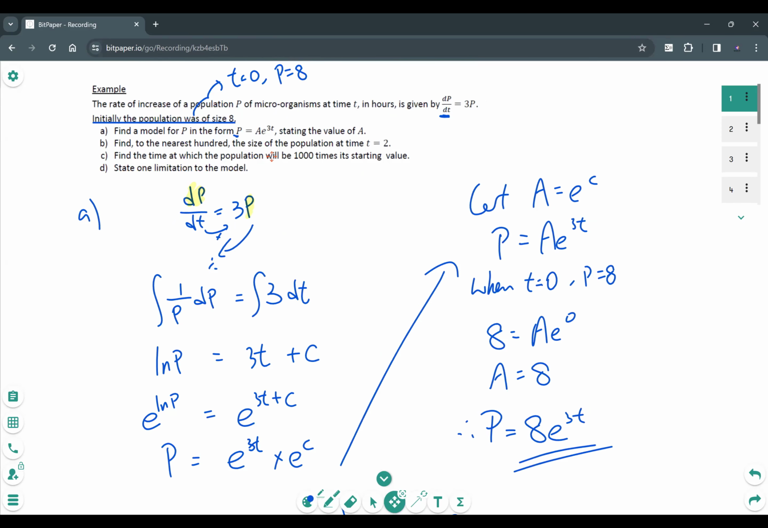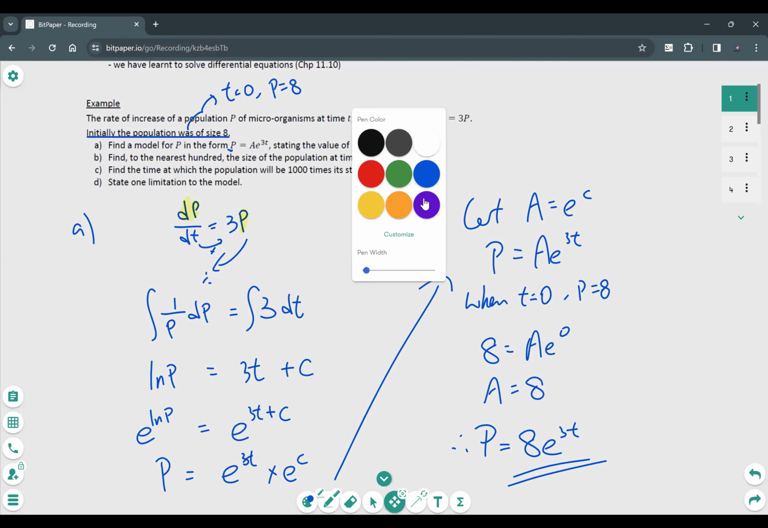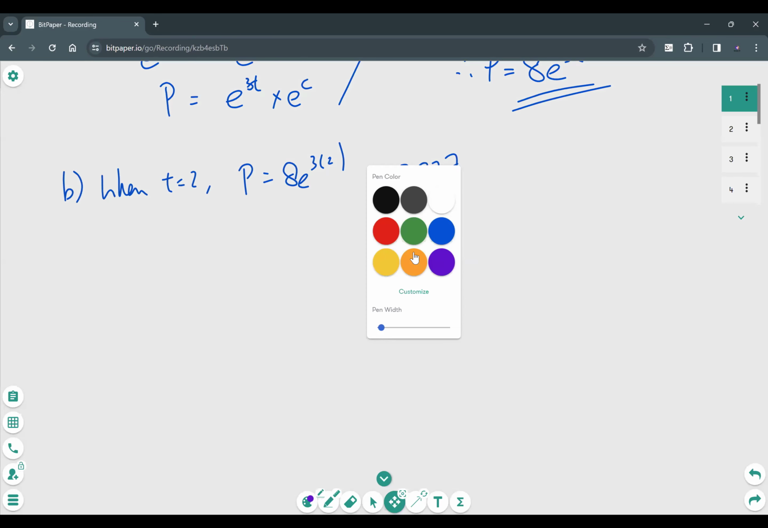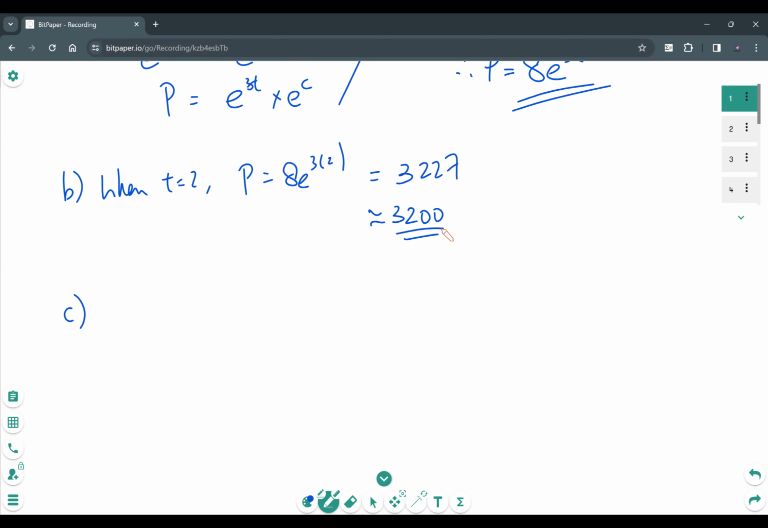Part C. Find the time at which the population will be 1,000 times its starting value. Now the question is, what are they trying to get you to? There are two variables in this question, P and t. They want you to find a time, so surely P has to be known. Indeed, you do know. They say 1,000 times the starting value. The starting value is 8, so 1,000 times 8 is 8,000. That means when P equals 8,000, that's where they're trying to get you to.